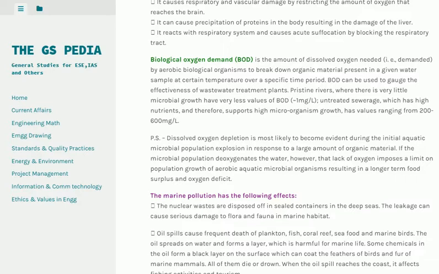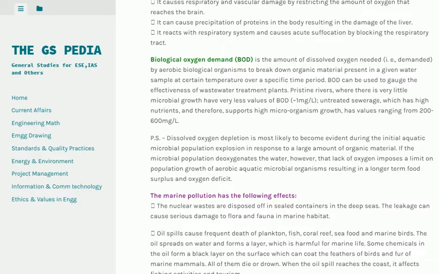Pristine rivers, where there is very little microbial growth, have very low values of BOD, about 1 mg/L. Untreated sewage, which is high in nutrients and therefore supports high microorganism growth, has values ranging from 200-600 mg/L.